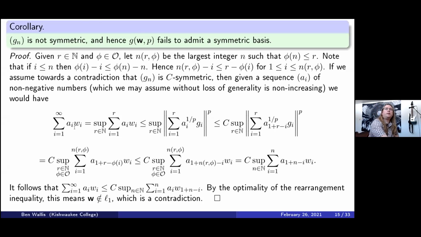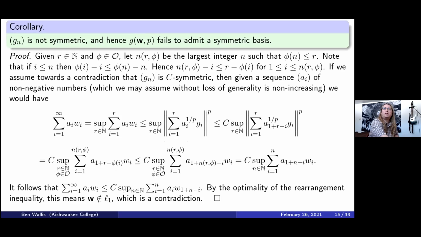You let those play the role of the bi's in the optimality of the rearrangement inequality theorem. And then you apply the Garling norm here. This is just a supremum. Well, it's not kind of, it is a supremum over the subsequences. You have to do a little bit of finagling here, and there's a way to do that by making sure that all these inequalities hold, making sure that the AIs are non-increasing, which you can't assume without loss of generality.